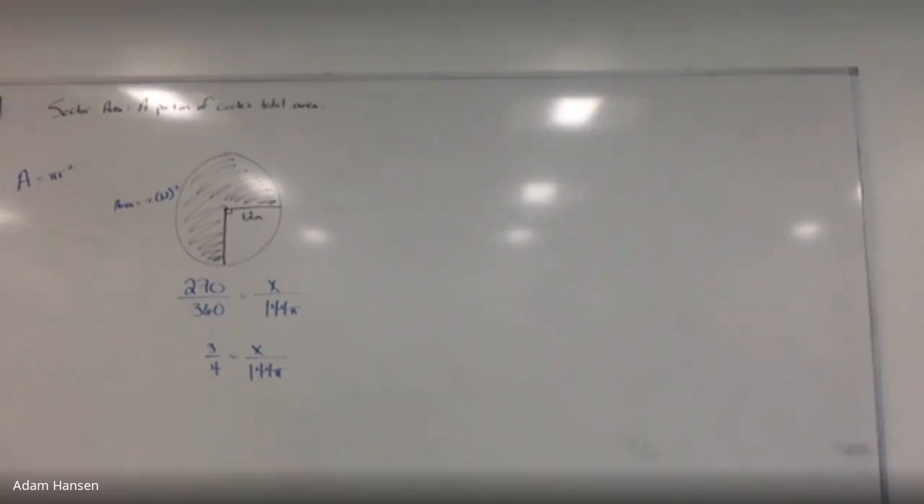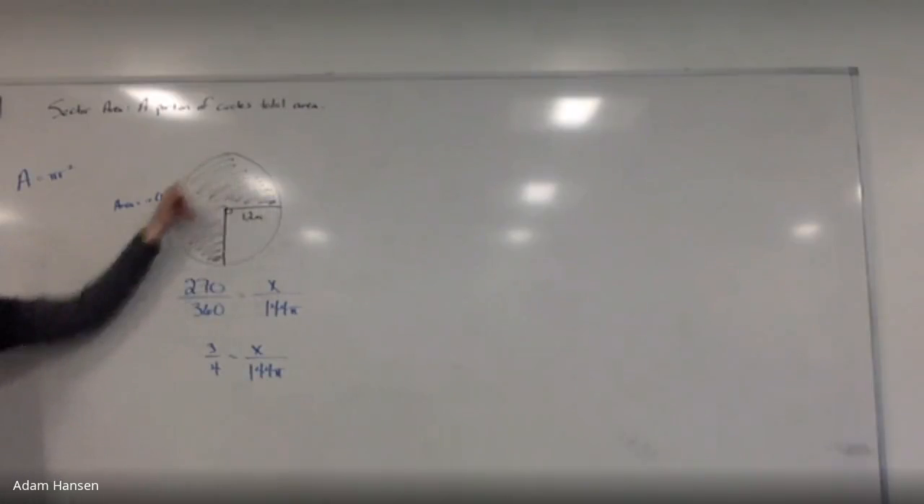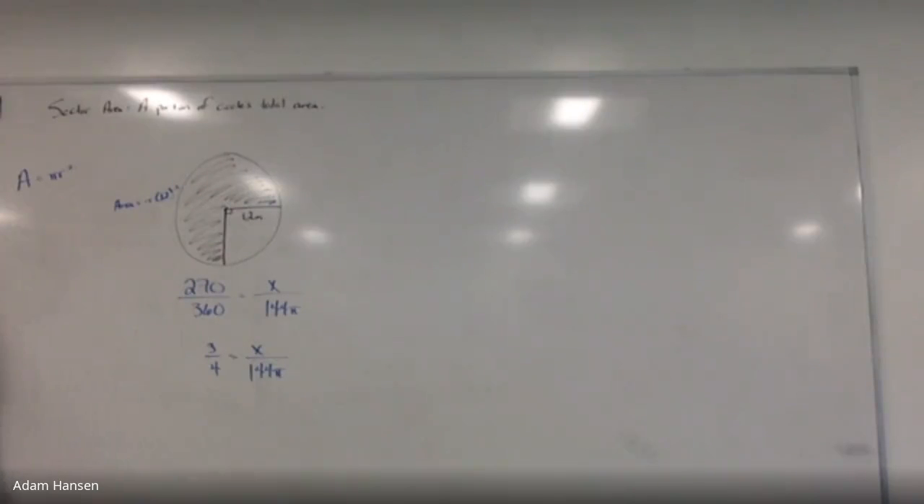Yeah. Oh, I thought you were finding the not shaded. No, that's why I said 270, Parker. What's not shaded is 90 degrees. I want everything else for the sector that has been shaded. So for the full circle, 360 degrees, my sector represents 270 degrees of it.